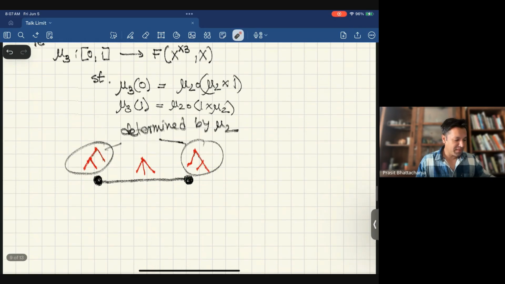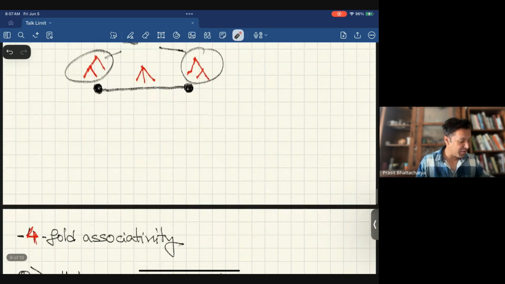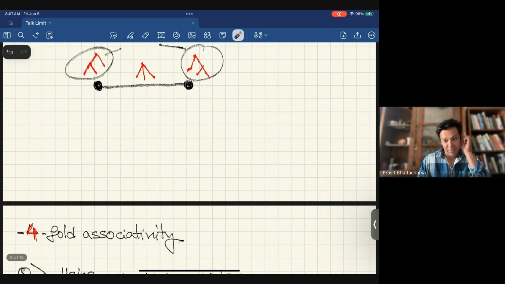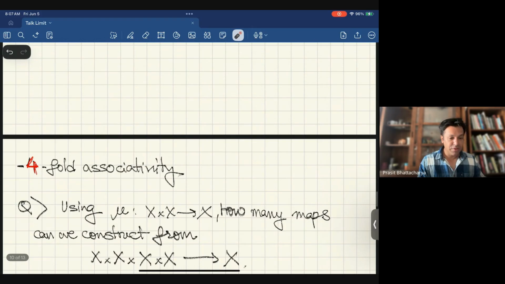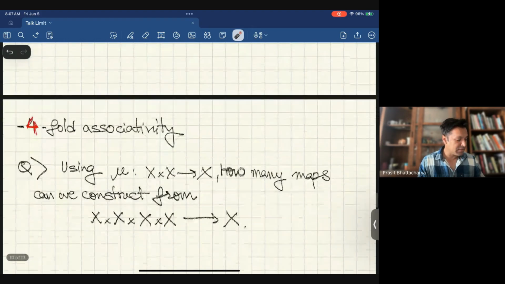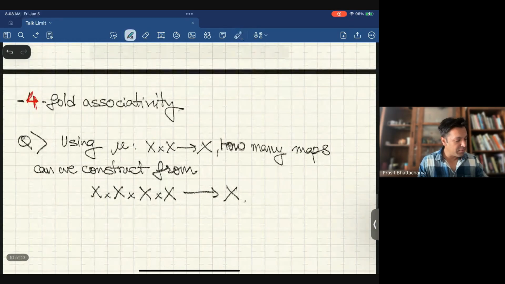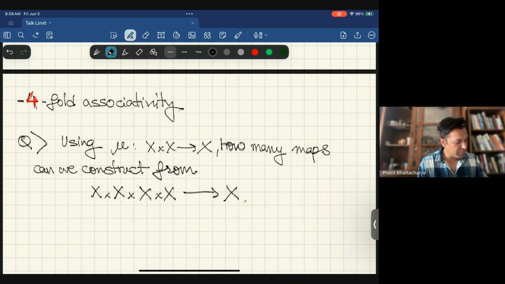Okay, that's fun. So let's move on. Let's not be up to homotopy. Let's ask, what is fourfold associativity? Let me start with a question. If I give you a mu2, a twofold multiplication, how many different four-ary operations can you construct out of this?